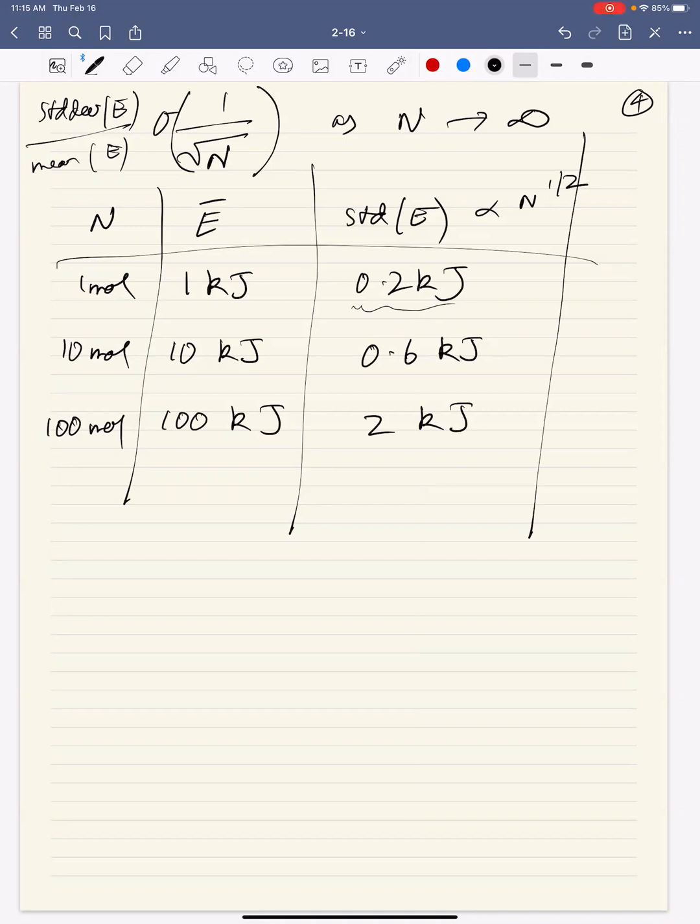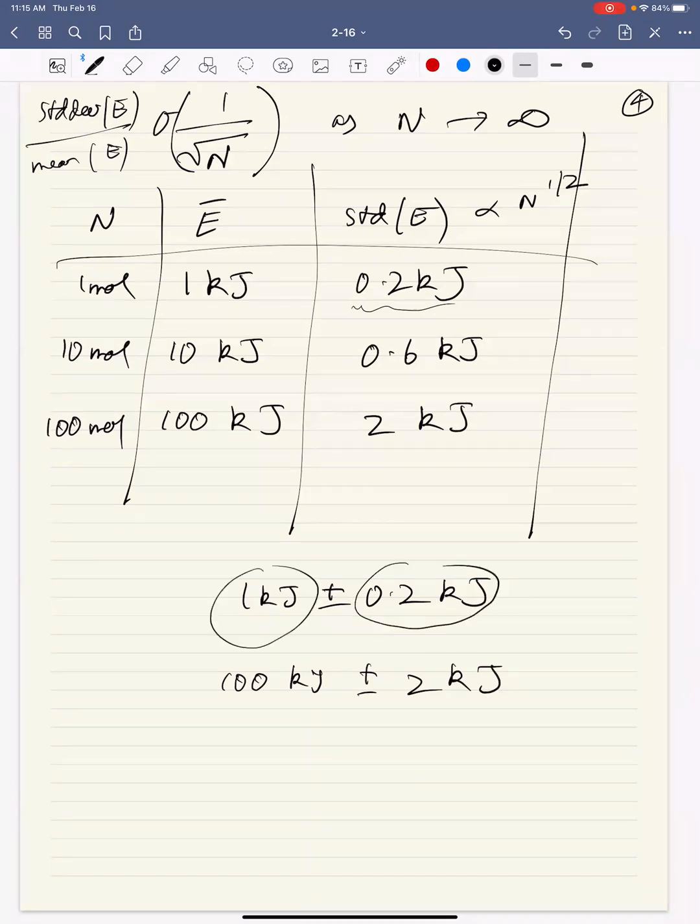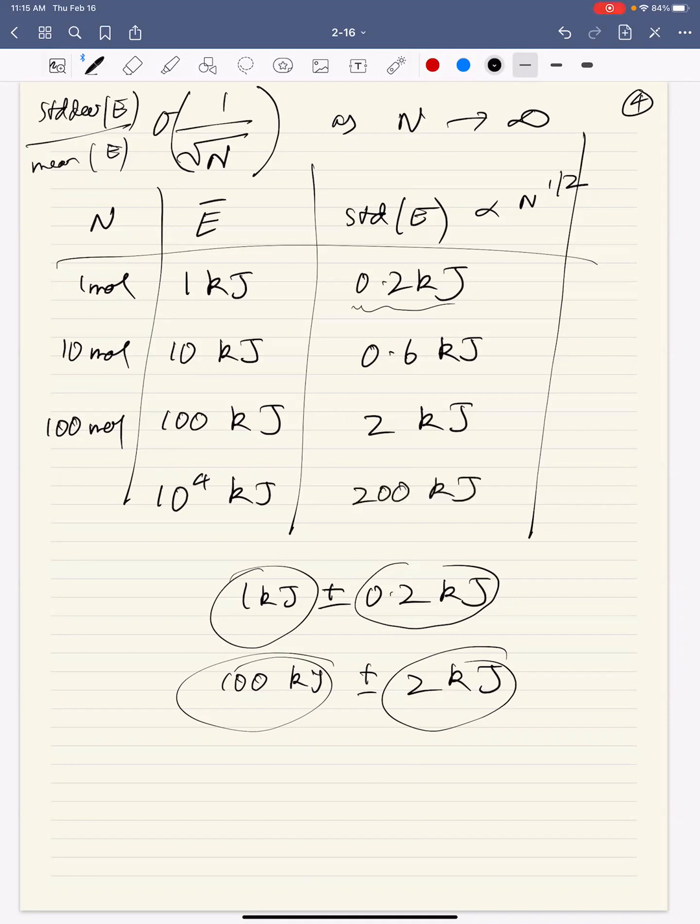So notice now, the standard deviation is becoming larger and larger. That's true. But the thing that matters is if you were to report 1 kilojoule plus minus 0.2 kilojoule, that's a significant error, right? But if you were to report 100 kilojoule plus minus 2 kilojoule, that's less of a significant error. Why? What percentage is 0.2 of 1? 20%. What percentage is 2 of 100? 2%. As you go to very, very large numbers, let's say you go to 10 to the power 4 kilojoule, we multiplied by 10 to the power 4, so this is going to become 200 kilojoule. Again, the error has gone up. But now if you look at 200 divided by 10 to the power 4, multiplied by 100, how many percent is it?